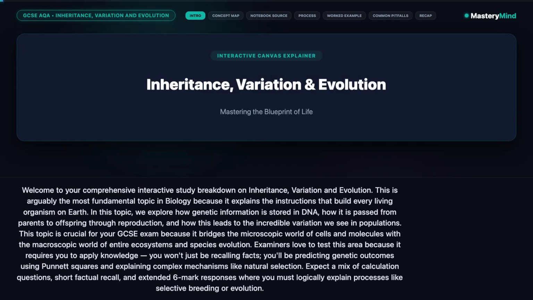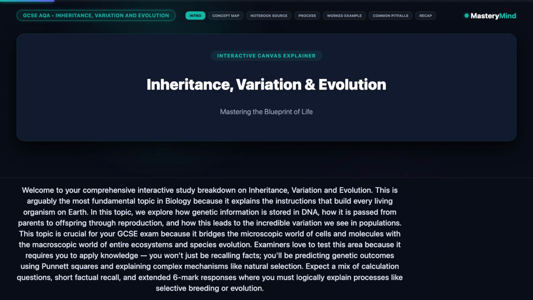Welcome to your comprehensive interactive study breakdown on inheritance, variation, and evolution. This is arguably the most fundamental topic in biology because it explains the instructions that build every living organism on Earth. In this topic, we explore how genetic information is stored in DNA, how it is passed from parents to offspring through reproduction, and how this leads to the incredible variation we see in populations.